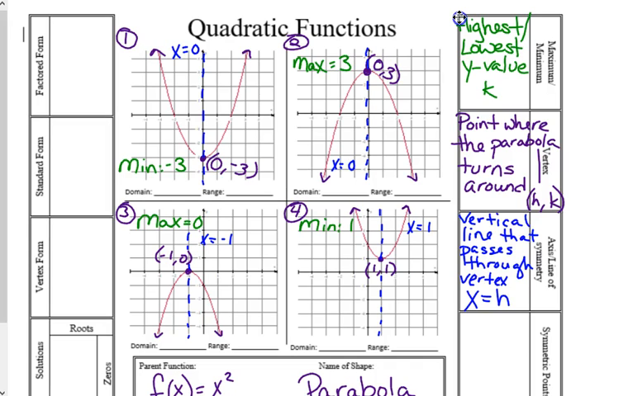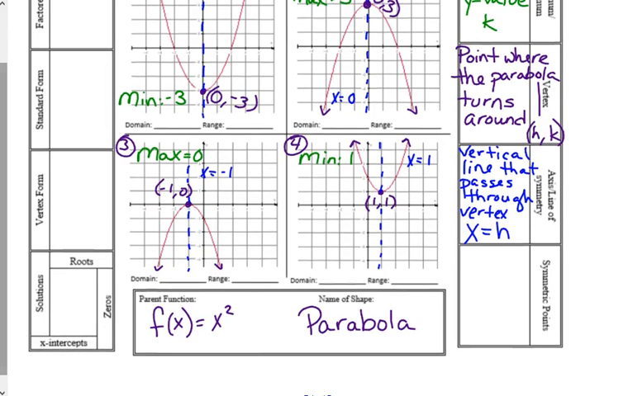Now the other things we need to know how to find are symmetric points. Symmetric points are 2 points on the parabola with the same y value.